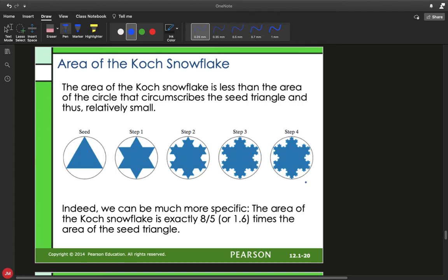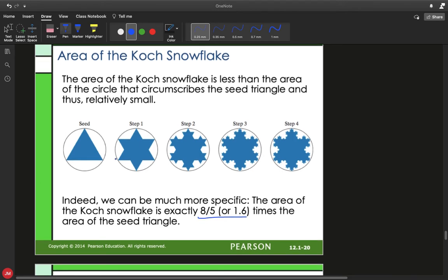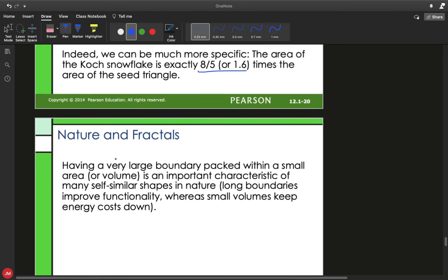In fact, we can actually be pretty specific. The area of your Koch snowflake is going to be 8/5, or about 1.6, times the area of the seed triangle. So if you have a way to find the area of that triangle, then you can find the area for the Koch snowflake, because again, that becomes a fixed value as opposed to becoming infinite like the perimeter. It's something that you don't always think about with normal shapes and figures. We typically think that as the perimeter increases, so does the area, and vice versa. And that's actually not the case with this fractal geometry.